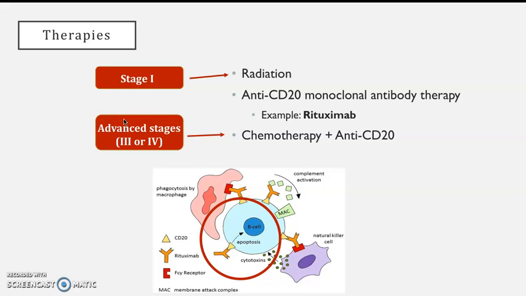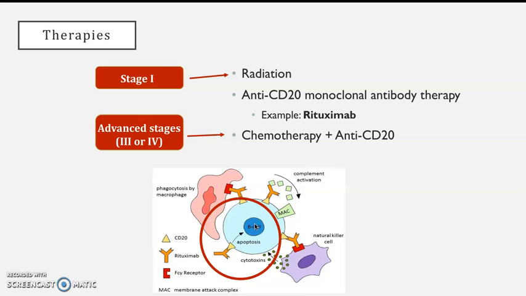There are therapies if a patient is in an early stage, and those are usually radiation or they're given an anti-CD20 monoclonal antibody drug. An example of this is rituximab. The way rituximab works is by binding to the CD20 on the surface of the cell, and that induces apoptosis of the B cell, so it's slowing the cancer progression.